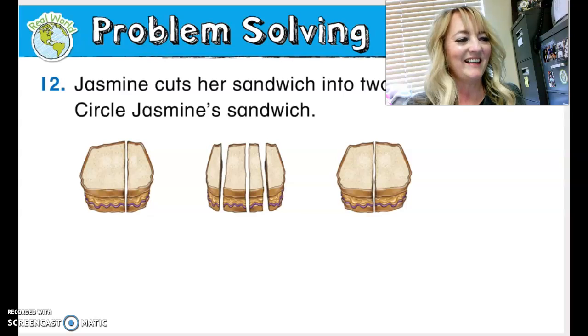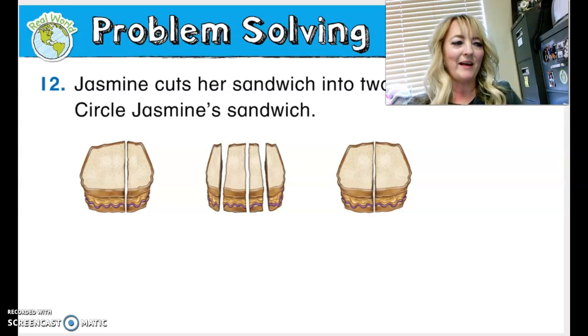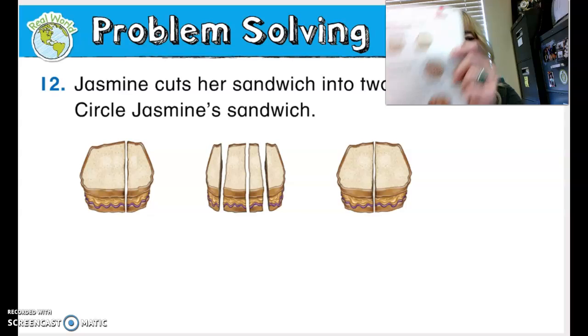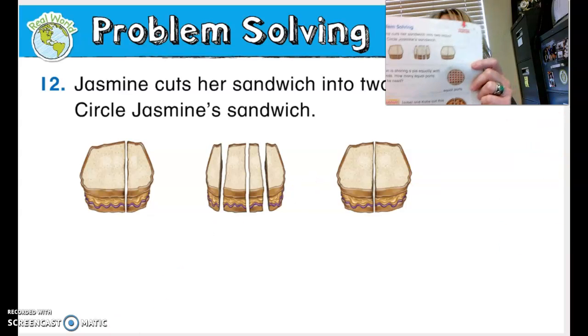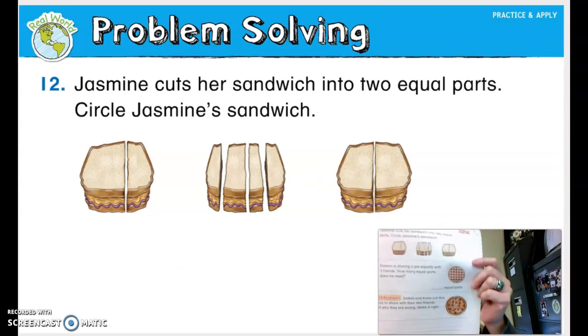Okay, let's go on to the back side where you have, gosh, it's lunchtime right now for me, so this looks pretty good, this peanut butter and jelly.